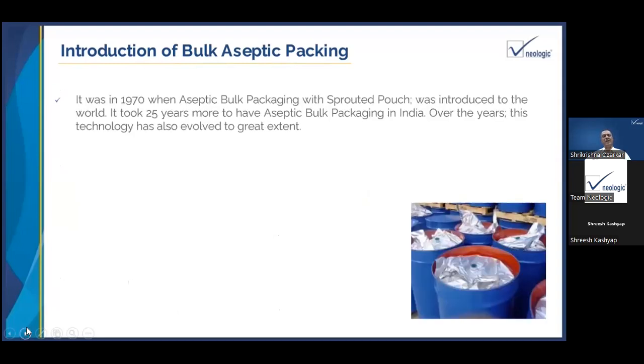It was way back in the 1970s when this aseptic process was invented. It took some time for it to arrive in India, and we started in India somewhere around the 90s, '95. That is the time when this aseptic packaging system started in India. Over the years, it has become very popular, and most of the industries are now processing aseptically because that is the most acknowledged and most accepted all over the world.